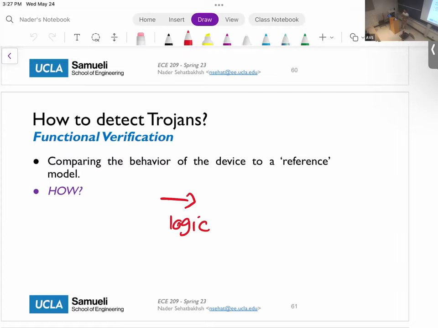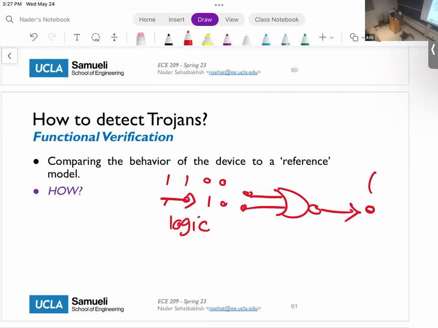So for example, if I know that this is the gate that I'm looking at, I'm going to send all four possibilities, 00, 01, 10, 11, and see the output. The moment I see that this output is not what I expect, I know that something happened with this. Of course, this is a very lengthy and complex process because we are talking about billions of gates, not just one gate, but there are ways that we can do this as well, okay?